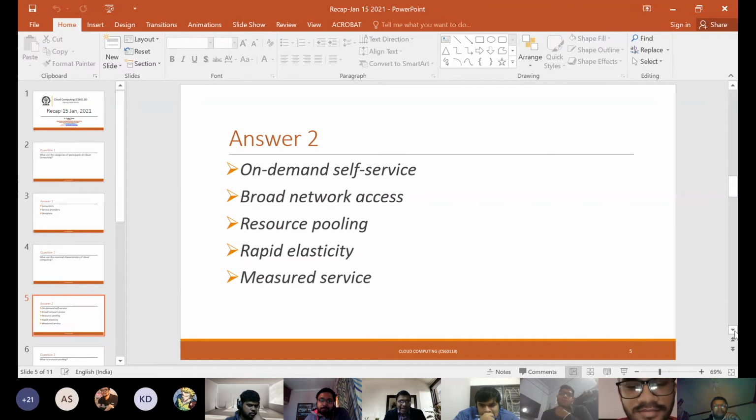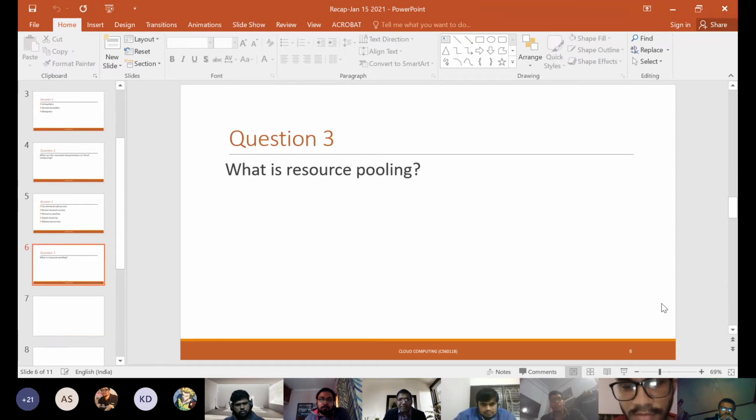Right. This is what I have, but it is true that these are not the only ones. There are a few others also. This is what I have because this is what I had in my slides. But obviously there could be even more, like whatever some of you said. What is resource pooling? Very quickly.